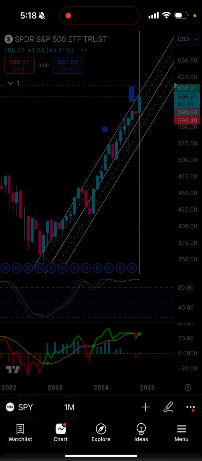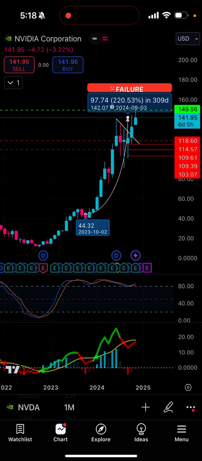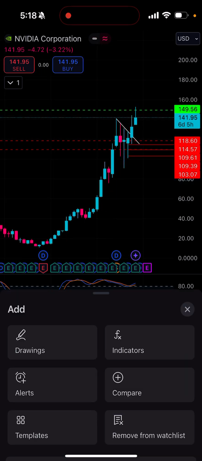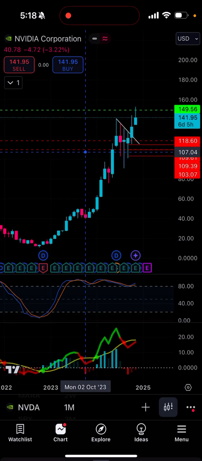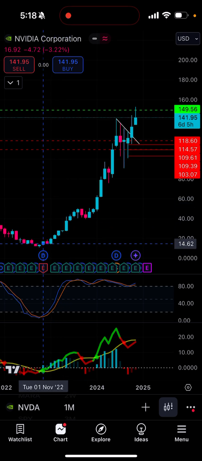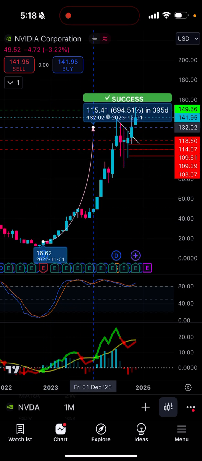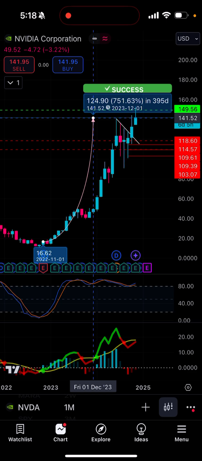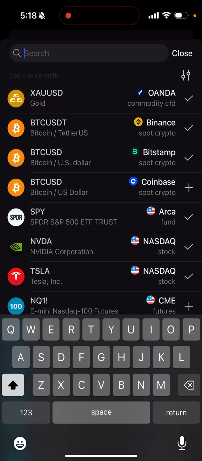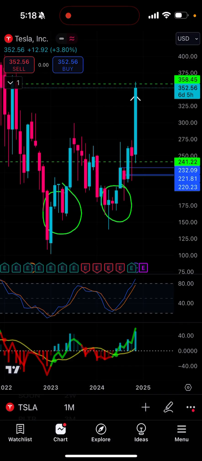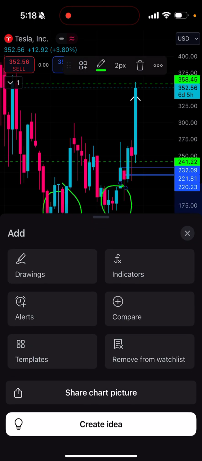Let's go with Nvidia. If you would have bought Nvidia when the trigger happened, you would have bought back in again, November 22nd. You would have bought here. You would have been up 751% on Nvidia. Let's go with Tesla right here.